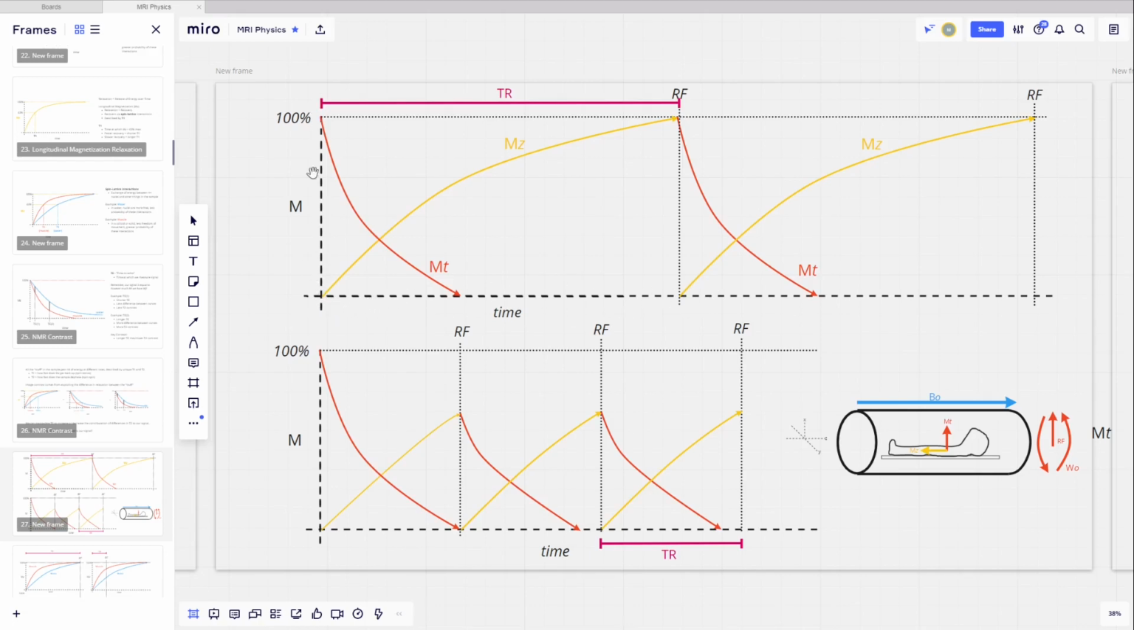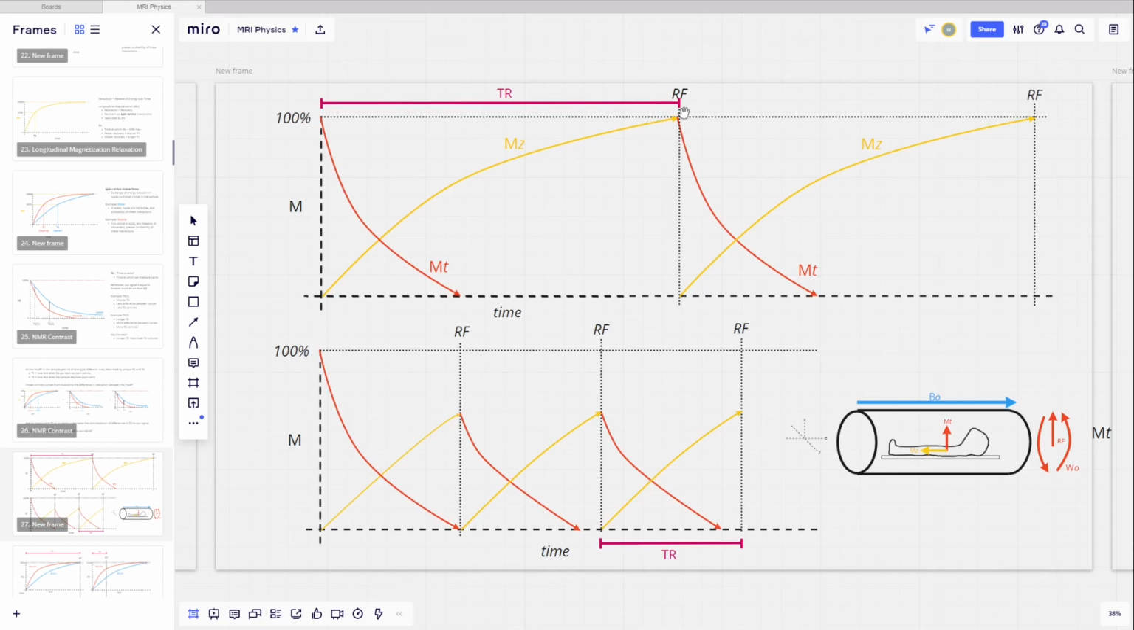At time 0, we've turned off our RF pulse and we're watching what happens. Transverse is going down to 0, longitudinal is recovering. Okay, that's everything that we just discussed. And then once the longitudinal has recovered all the way up to its original, let's say you hit it with another RF pulse, which is this line here.